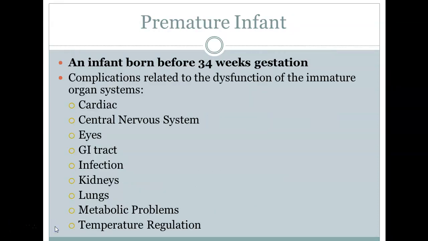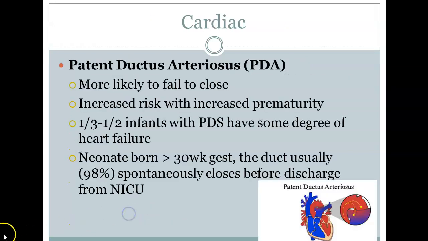In the premature infant, or an infant born before 34 weeks gestation, complications related to the dysfunction of the immature organ systems can occur. And remember, a premature infant will have complications in almost every single one of their organ systems: cardiac, central nervous system, eyes, GI tract, infection, kidneys, lungs, metabolic problems, and thermoregulation issues. So first we're going to look at cardiac.